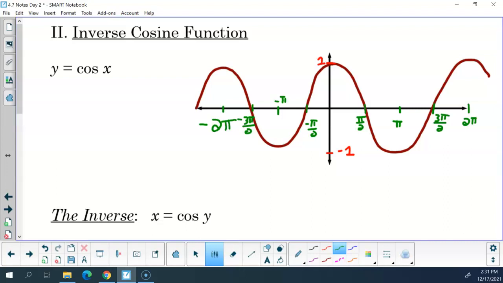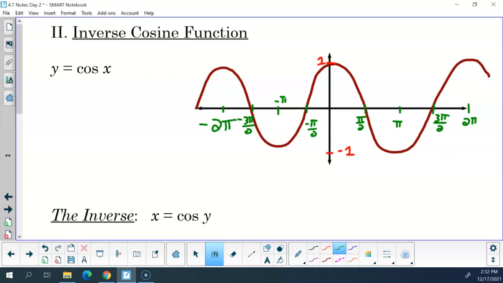All right, let's do the inverse then. Yesterday we learned all about inverses. What do we do to do an inverse? X equals cosine of y. Yeah, you flip the X and Y. We switch the X and the Y.